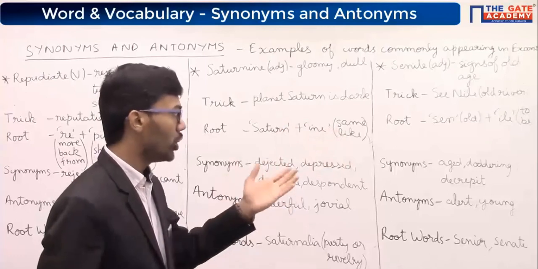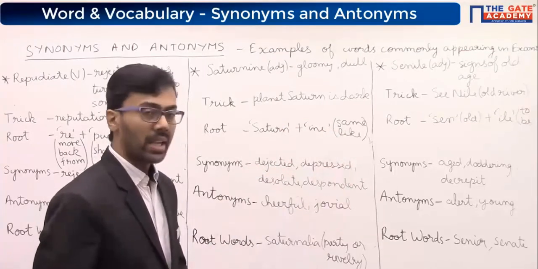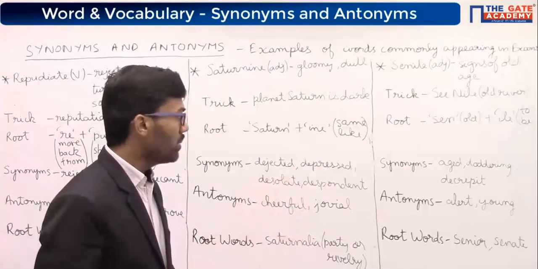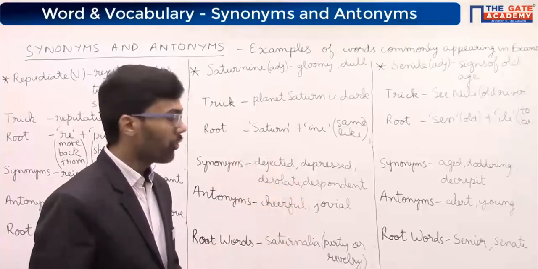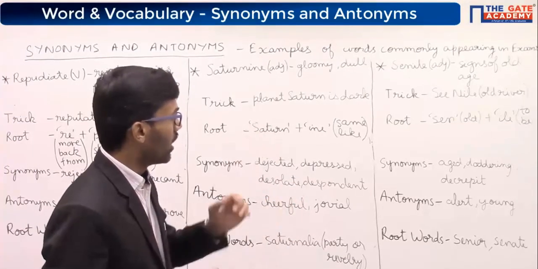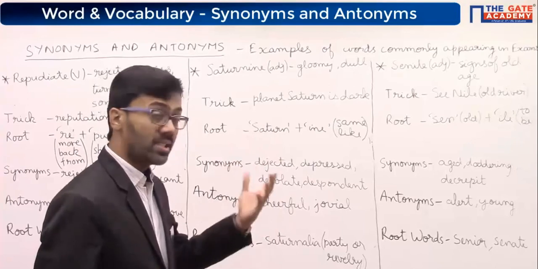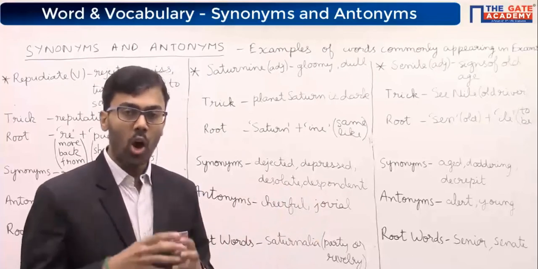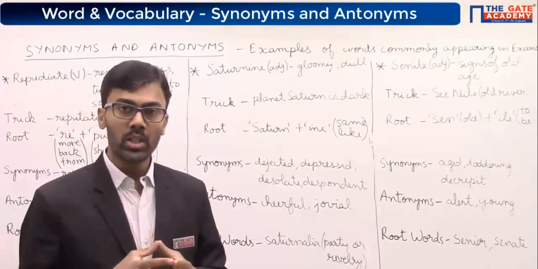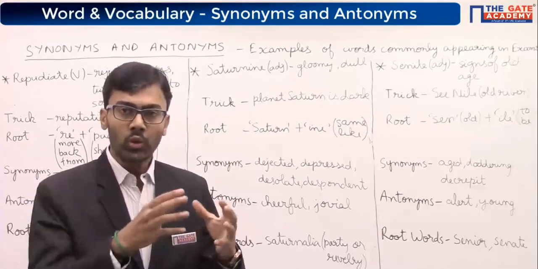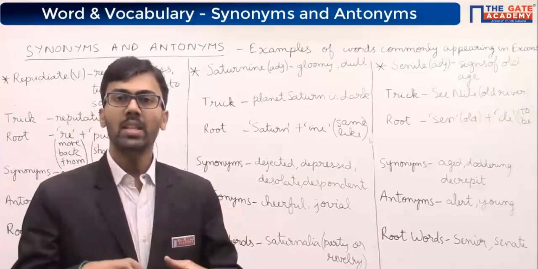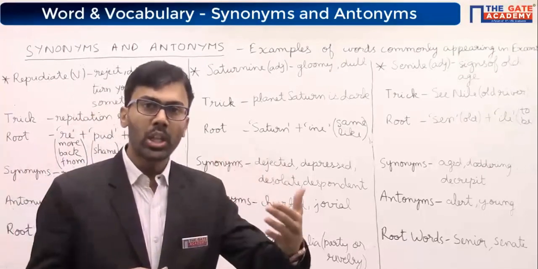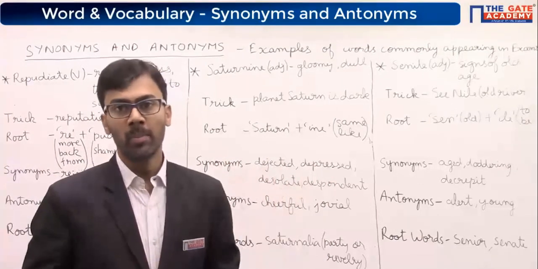Synonyms are aged, doddering, decrepit. This word decrepit particularly is used for very old structures or old buildings. Antonyms are being alert or young, very clear from the meaning. Some of the other words which come from the roots of senile are senior, senate, again some very common words. So here we have understood how, through understanding the roots of the words and the prefixes and suffixes, and then through some similar sounding words, we can easily remember and learn the meanings, and also easily deduce the potential or close meaning of a new word that we encounter.